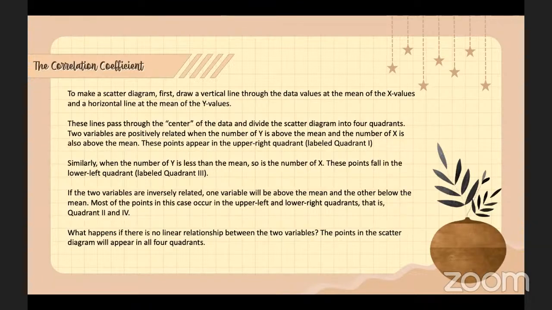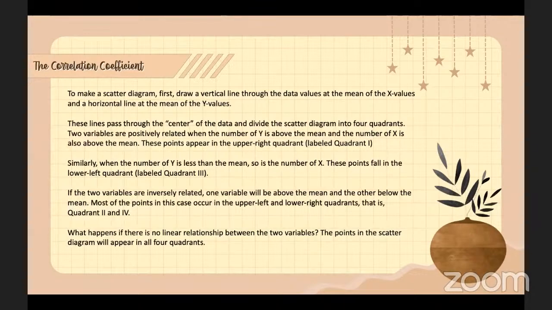Two variables are positively related when the value of y is above the mean and the value of x is also above the mean. These points appear in the upper right quadrant, labeled quadrant 1. Similarly, when the value of y is less than the mean, so is the value of x. These points fall in the lower left quadrant, labeled quadrant 3.